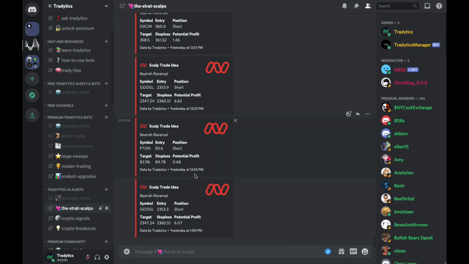Then we have the stock scalps. So you can see we have a bearish scalp here where we either want to buy puts or, let's say, short here. You have a symbol, you have an entry, then you have a position, you have the target, you have the stop loss, and then you have potential profits.